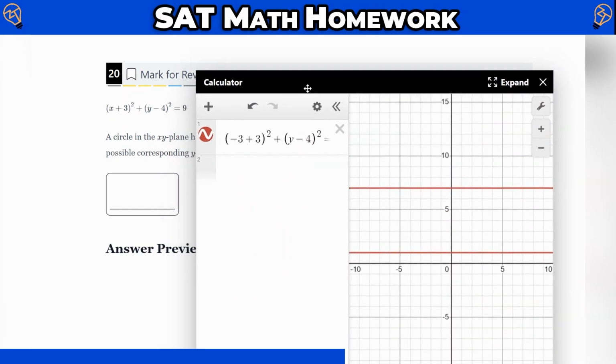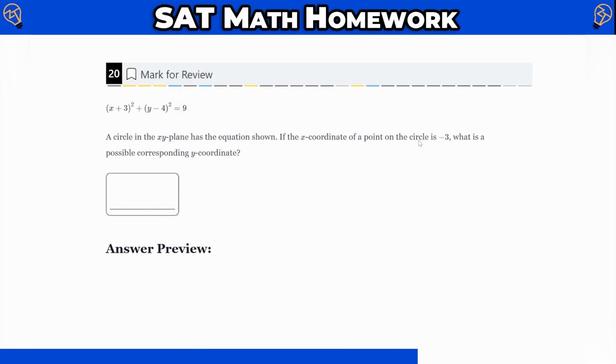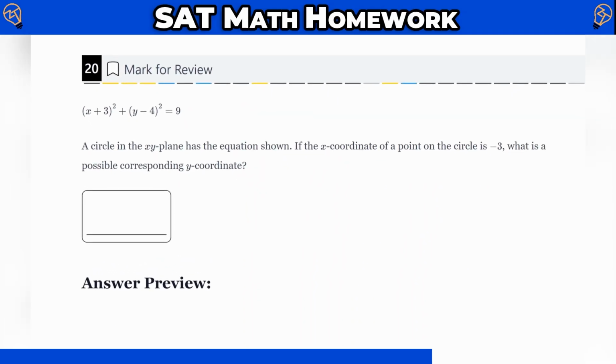And then it produces 2 horizontal lines. This one is the horizontal line y equals 1, because the y coordinate is 1 everywhere along here. This one produces the horizontal line y equals 7, because y is 7 everywhere there. In other words, y could either be 1 or 7. So either of those would be the correct answer. That's why they say, what's a possible corresponding y coordinate? So you could put either of those answers and you'd be good to go. So 1 or 7.